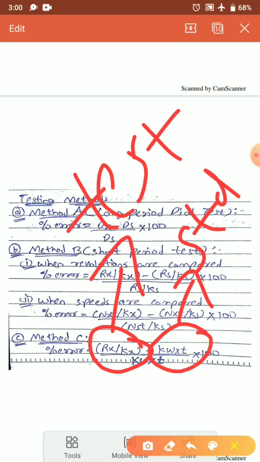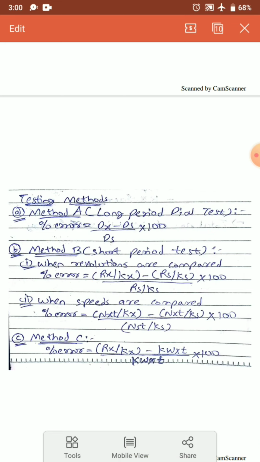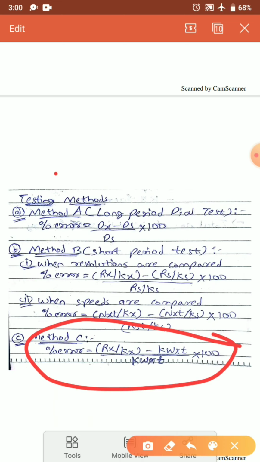Now a long period dial test is also required. Here also a long period dial test should be conducted to check whether the registering mechanisms and the gear assembly are all working properly or not.